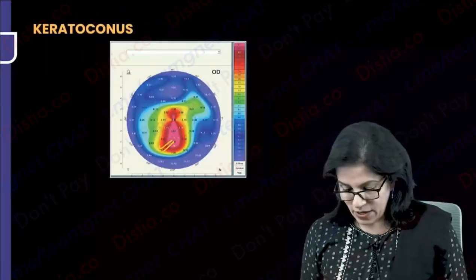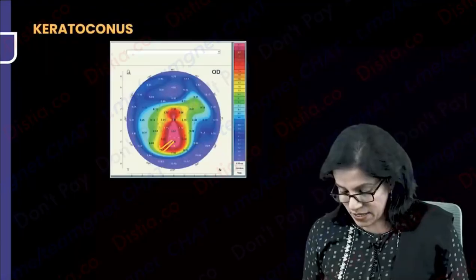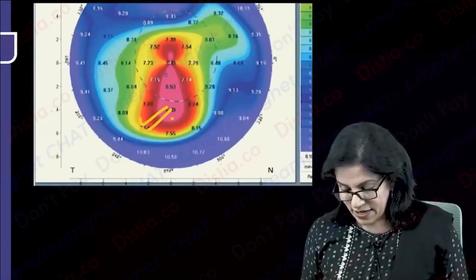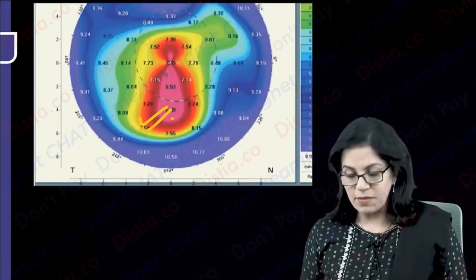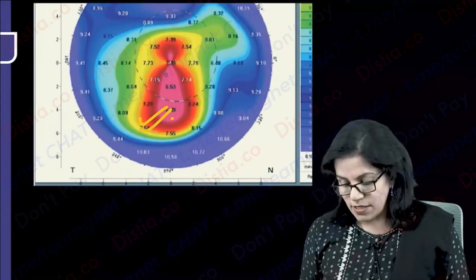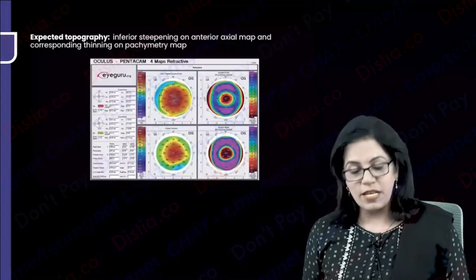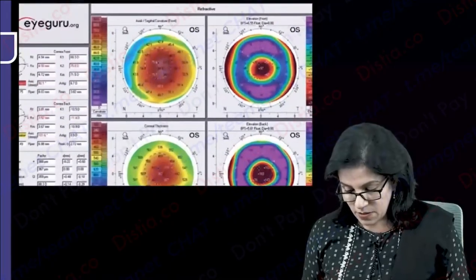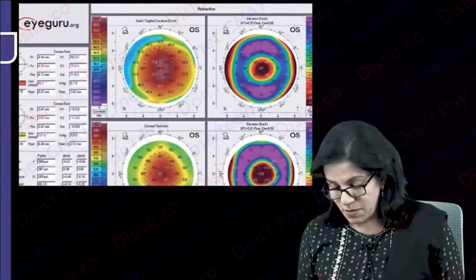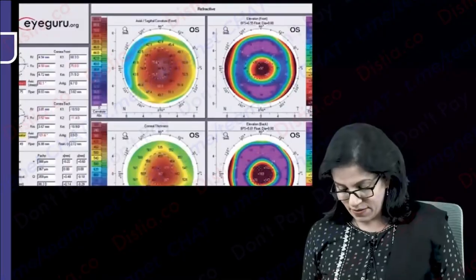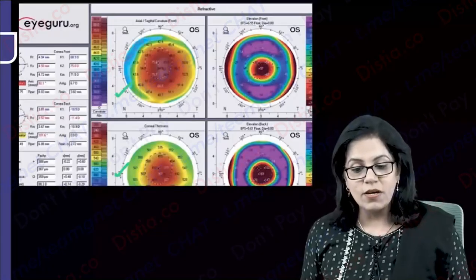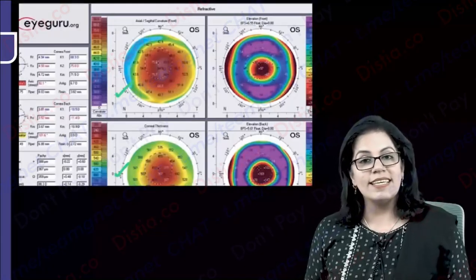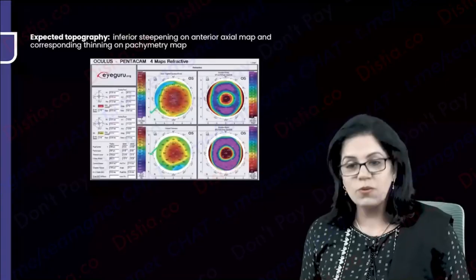Okay. Then look at this one. You can see the red out here, right? Which is not normal. Red means steeper. This part has become steeper here. This is what is your keratoconus. When I do the pentacam here, this is what I am seeing. It's all steeper at the center. Here also, can you see? The red means thinner, thin cornea. It is steeper and thinner at the center. This is a case of keratoconus.